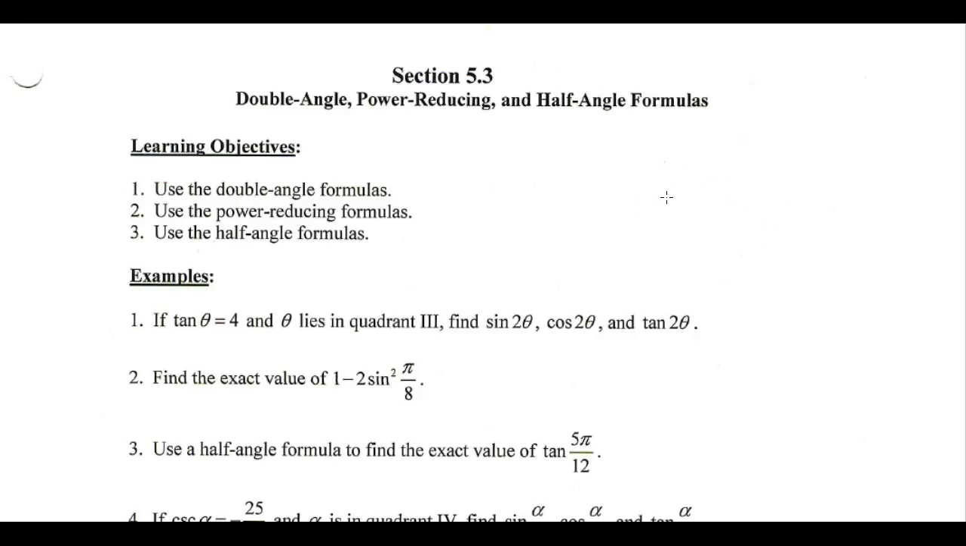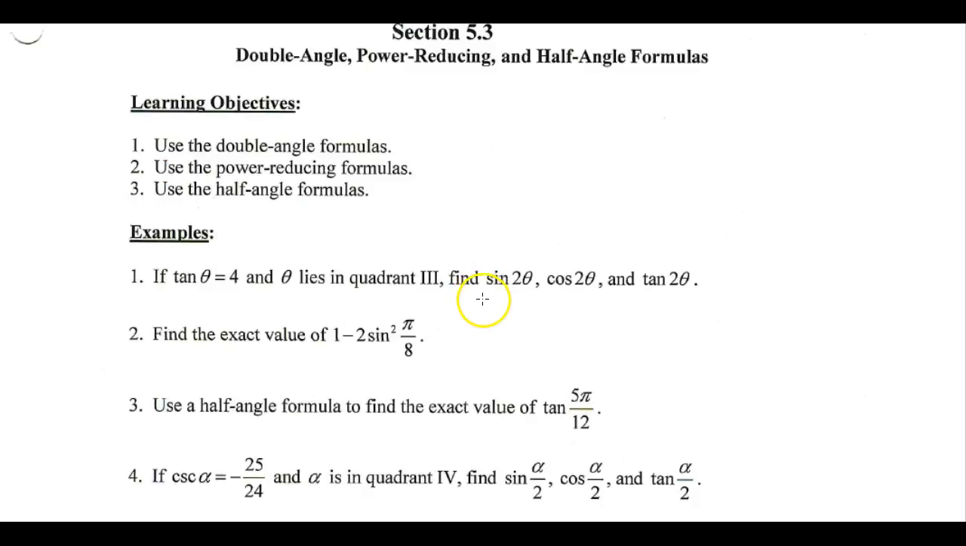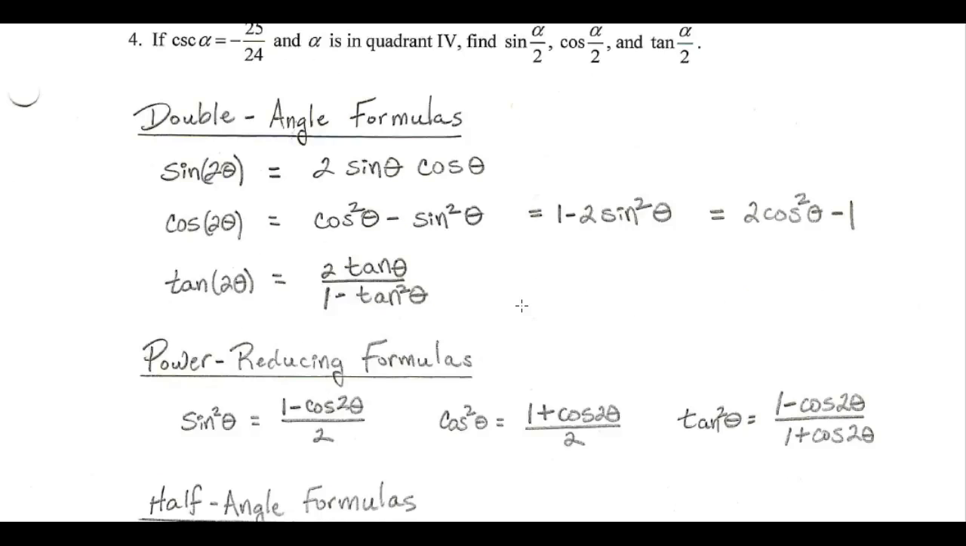Okay, we're heading into our last week here in Precalculus. We have 3 sections to cover. The first homework will be sections 5.3 and 5.5. So we'll go over section 5.3 here first. And again, learning objectives, but basically we're going to use the double angle, power reducing, and half angle formulas. And these are the examples we'll go over.